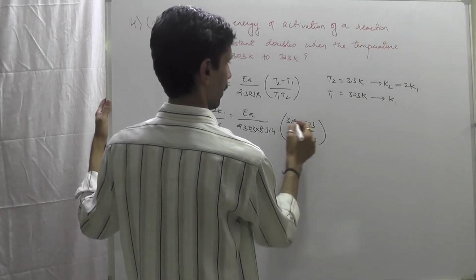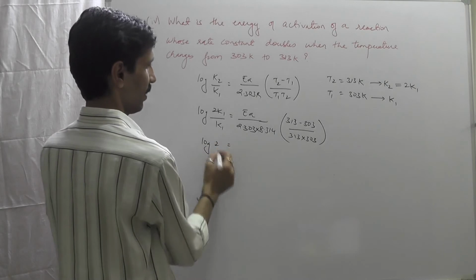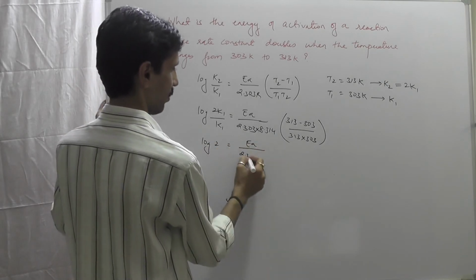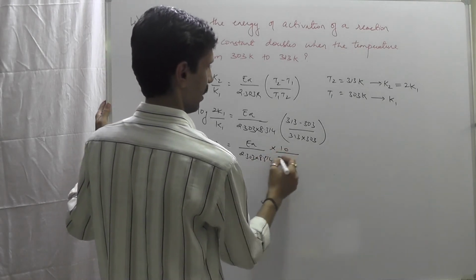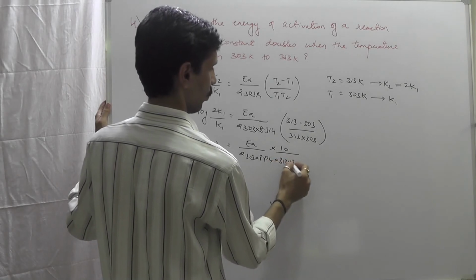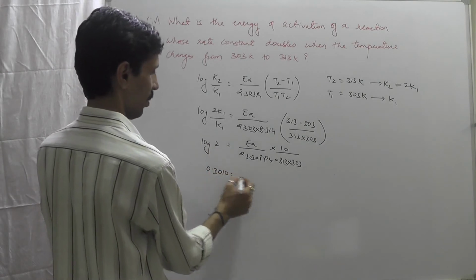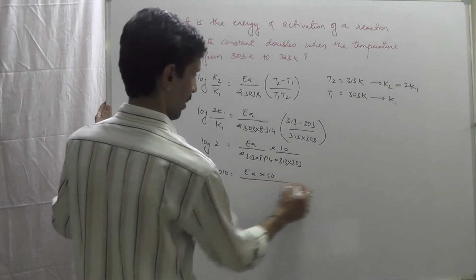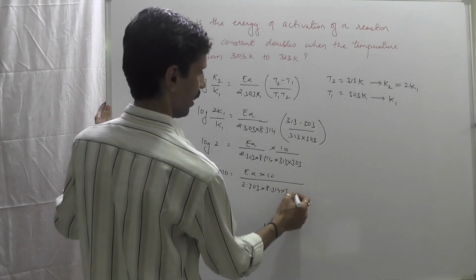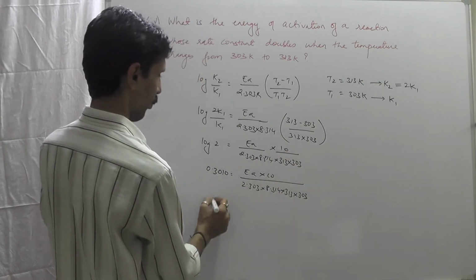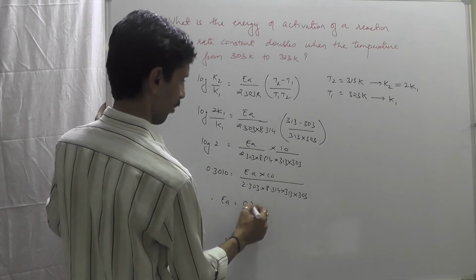and divided by 313 into 303. This is going to give you log of 2, that is equal to EA upon 2.303 into 8.314 into 10 into 313 into 303. Okay, now log of 2 का value है 0.3010, so that is equal to EA into 10 divided by 2.303 into 8.314 into 313 into 303. So therefore we have energy of activation equal to, this entire part goes on this side, so multiplication हो जाएगा.